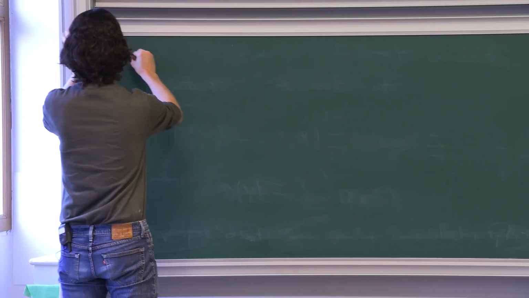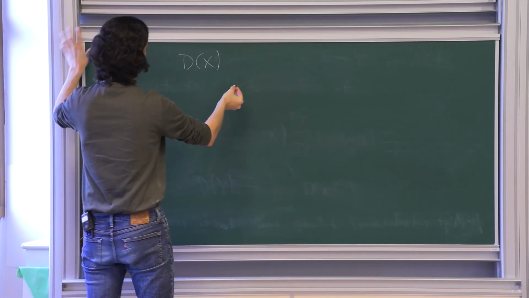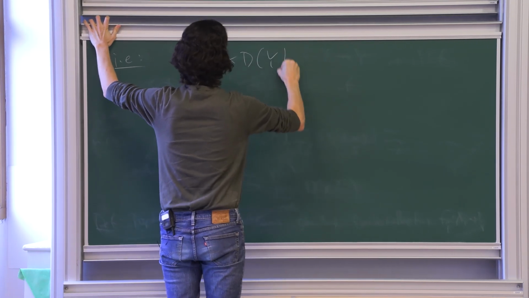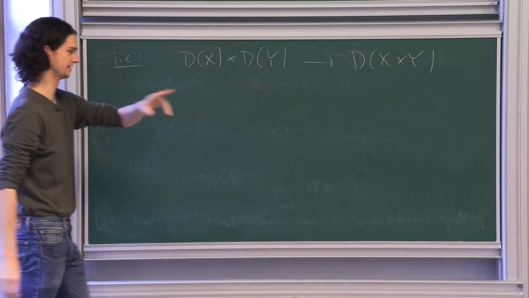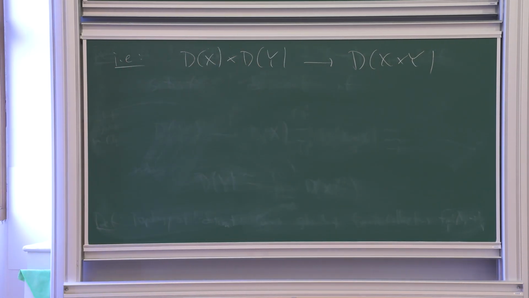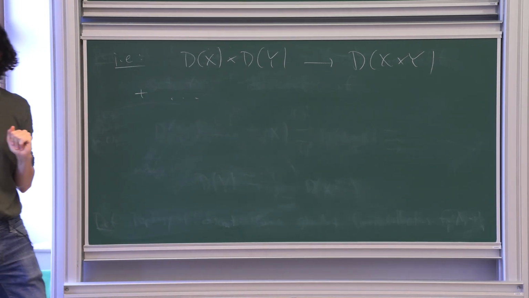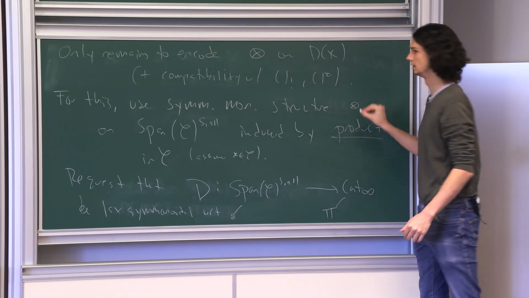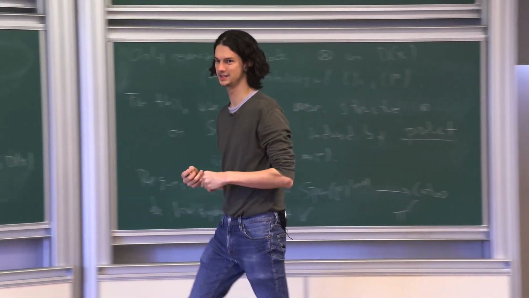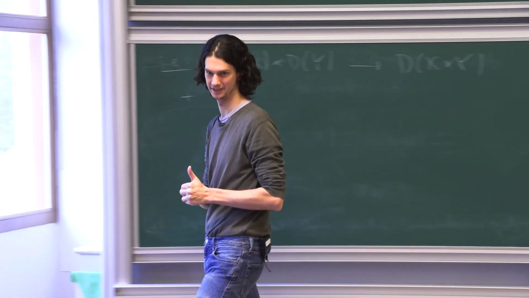So what does this amount to? The basic data is that you have D(X) cross D(Y) should map to D(X cross Y). That's the direction of the laxness, if you were wondering. Plus some compatibilities which are conveniently encoded in this being a lax symmetric monoidal functor. So in particular, D(X) times D(X) maps to D(X) using the diagonal. Yes. And then you can probably reconstruct this by pulling back.